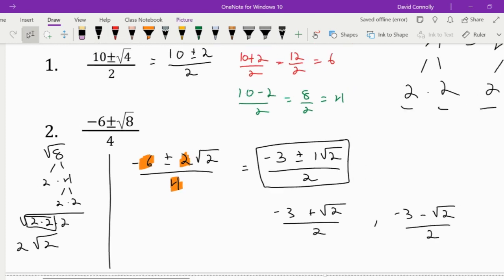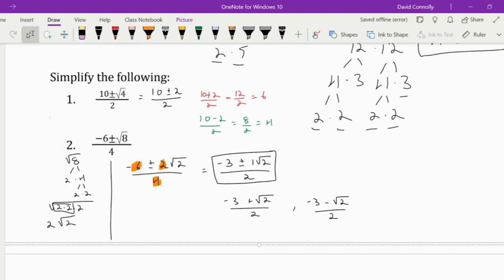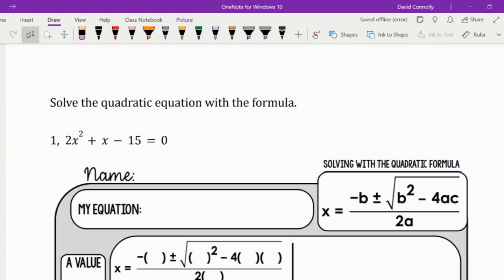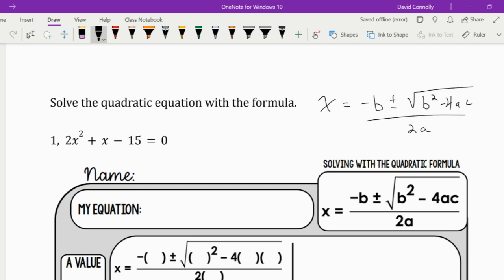So now we're going to look at how we can apply this concept to solving quadratic equations. And for that, we need to use the quadratic equation. So I'm going to rewrite that here, and I suggest you do the same. X equals negative b plus or minus the square root. Okay, so what we need to know before we start using this quadratic equation is what the standard form of a quadratic equation is. And standard form of a quadratic equation looks like this.